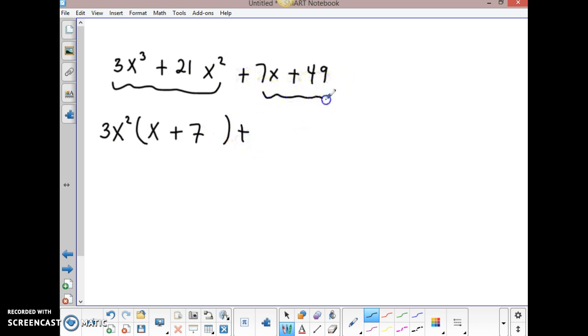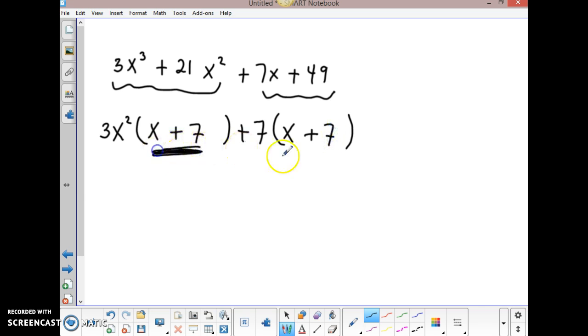Now let's look at those two terms together and find a greatest common factor. We have 7x and we have 49. And remember, the 49 is made out of a 7 times 7. So we can definitely identify that 7 is a common factor, and we can pull it outside. To find what's left, you take 7x, you divide by 7, you end up with an x. 49 divided by 7, you end up with a 7.